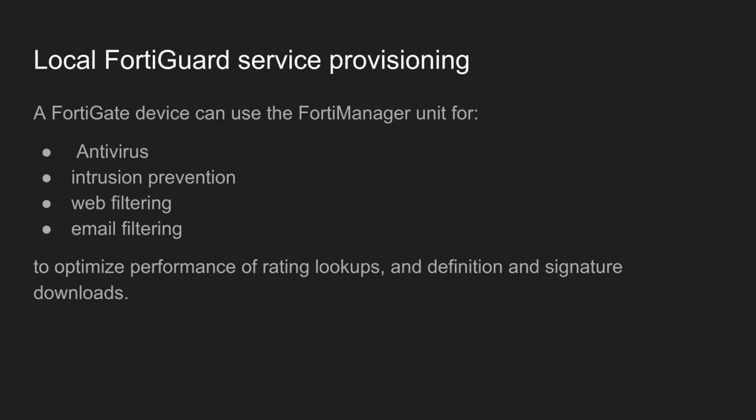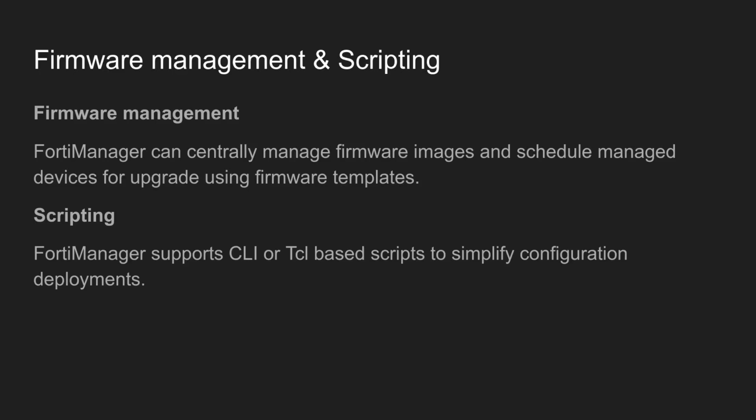And so a FortiGate device can use a FortiManager unit for antivirus, intrusion prevention, web filtering, and email filtering to optimize performance of rating lookups and definition and signature downloads as well. FortiManager can centrally manage firmware images and schedule managed devices for upgrade using firmware templates. And for scripting, FortiManager supports CLI or TCL based scripts to simplify configuration of deployments, and we're going to be setting up a firmware template, and also we're going to be running some scripts to see how that works.